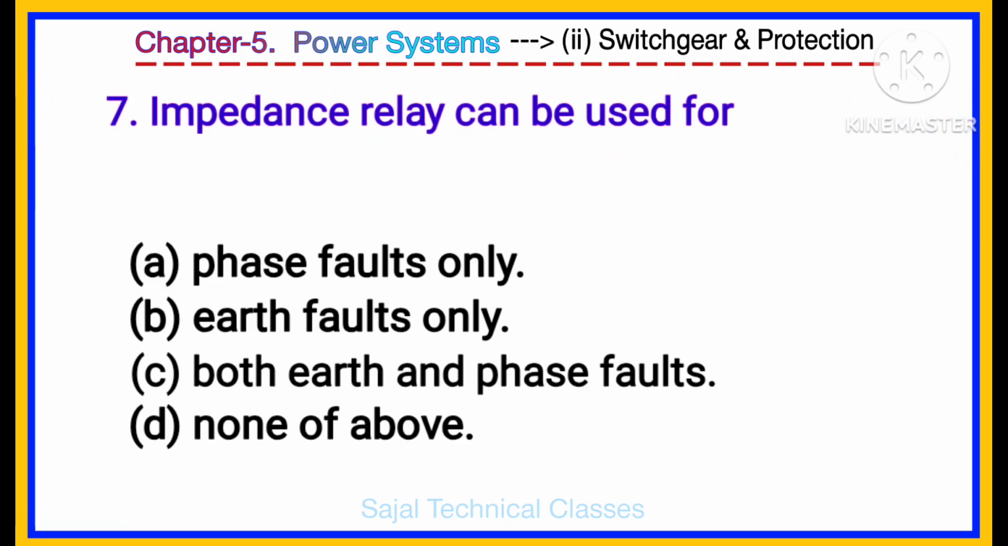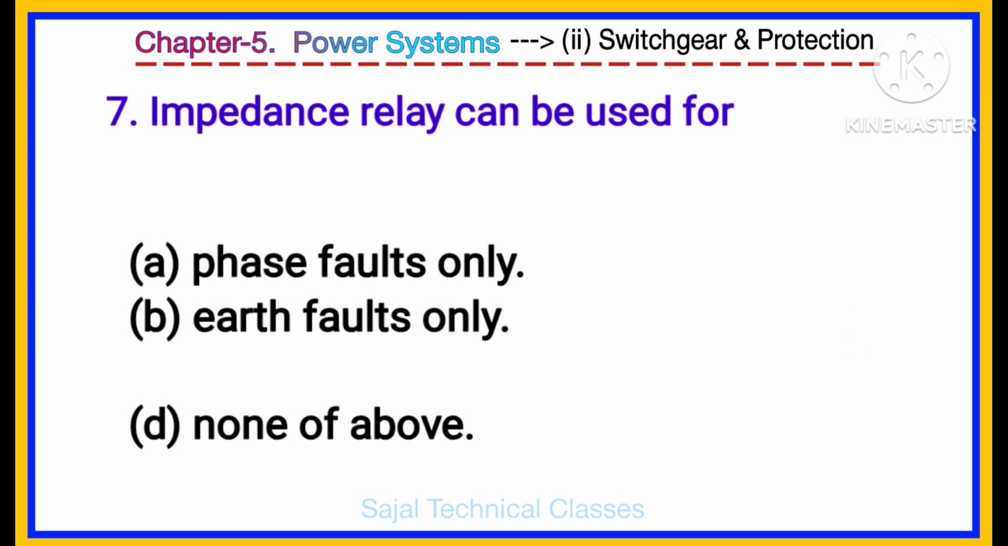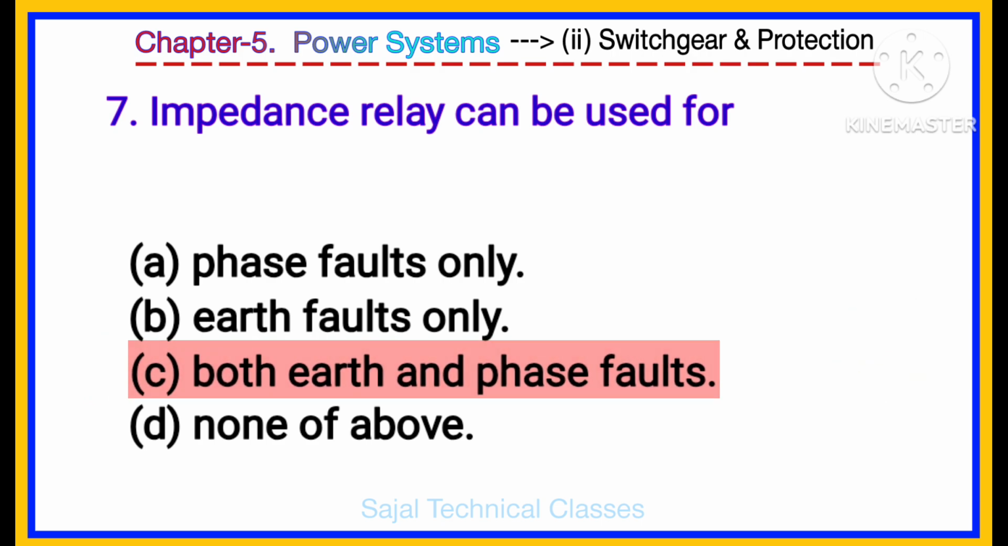Next question. Impedance relay can be used for option A phase faults only, option B earth faults only, option C both earth and phase faults, and option D none of the above. Right answer option C both earth and phase faults.